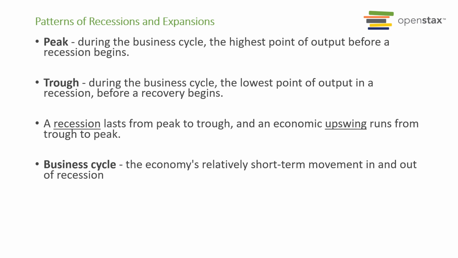All right, and also know what a business cycle is. The business cycle measures the short-term fluctuations in the economy. In our business cycle here, every time it goes up, that's called an expansion. Anytime it goes down, it's called a recession. At the very top, that's called a peak. At the bottom, it's called a trough.